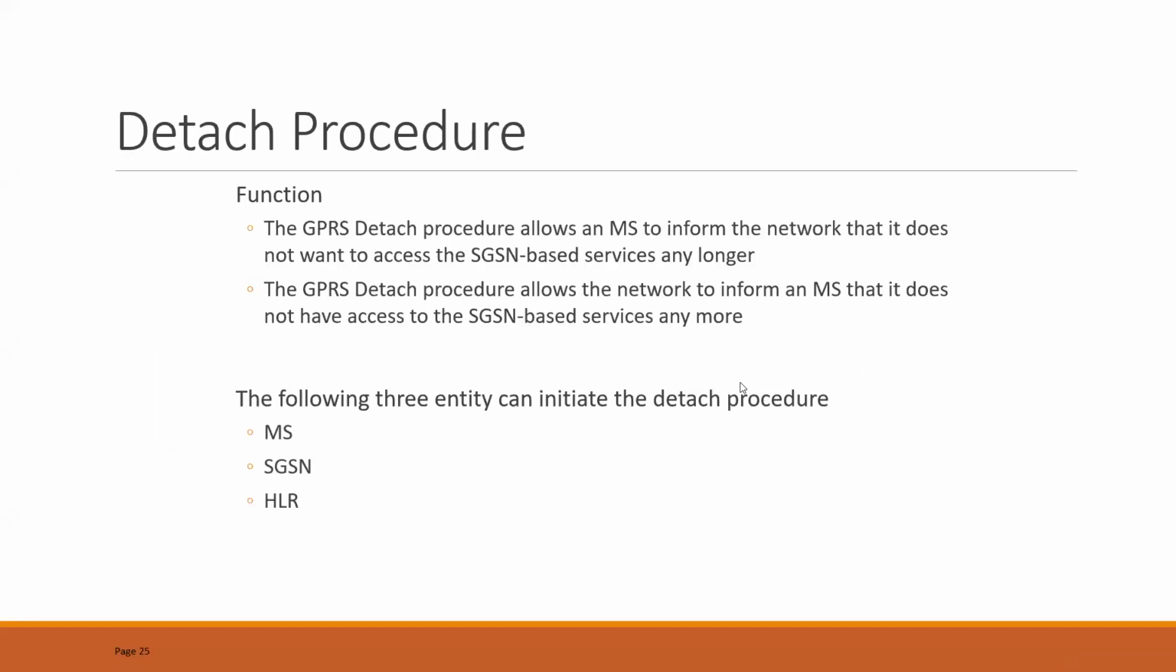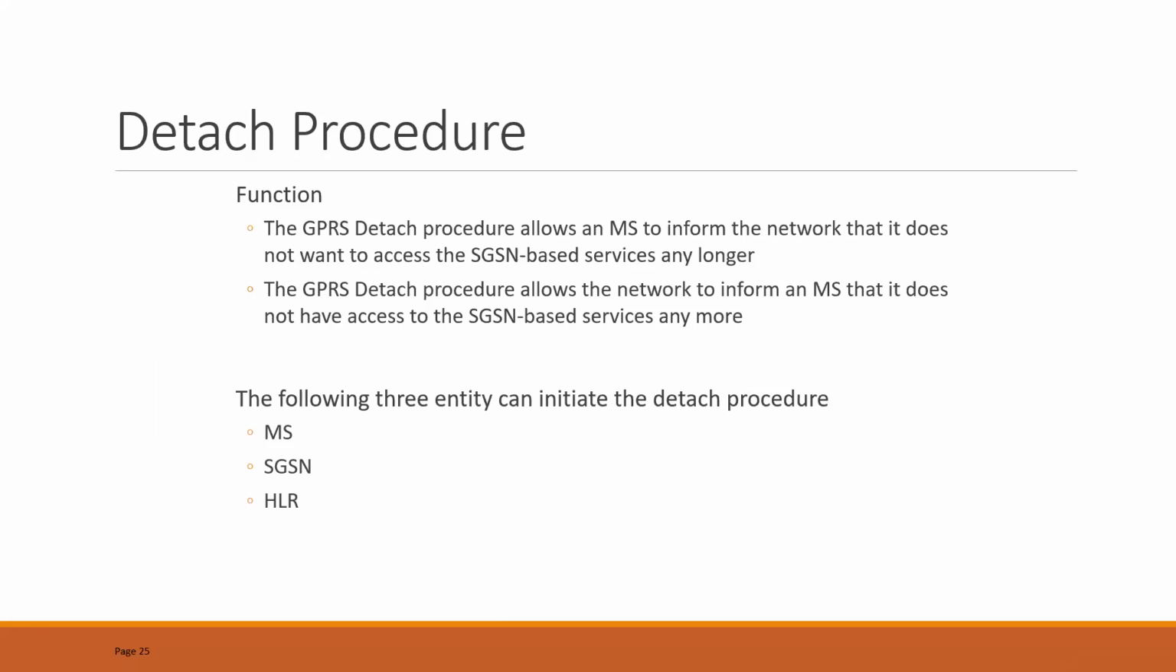Next is the detach procedure. Similar to what we have in the attach procedure, we have a detach procedure as well. The detach procedure allows an MS to inform the network it does not want to access the SGSN any longer. For example, if you turn off your data services, you will send a detach request informing that you don't want to use the data services.